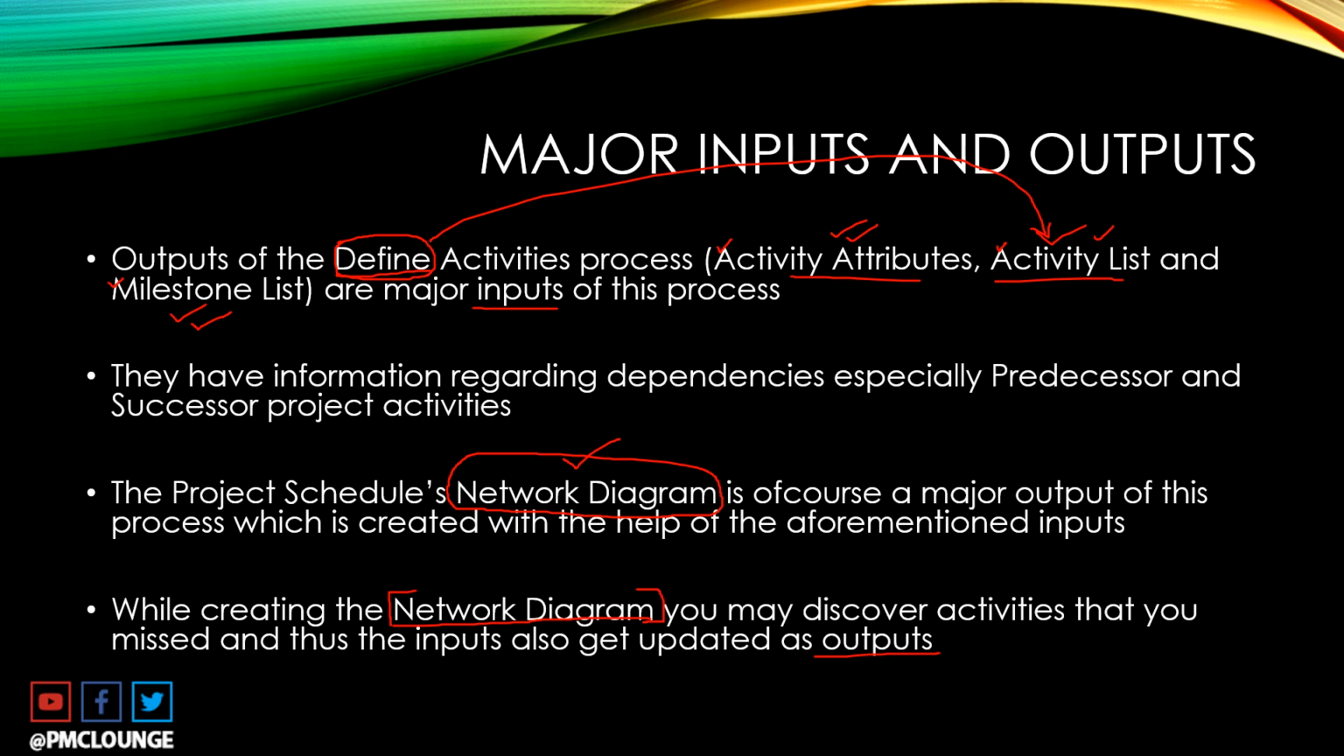I hope that was clear, that activity attributes, activity list, and milestone list are inputs to this process. But while preparing the network diagram, you may realize that you missed out on a few activities or more than a few activities, and you will update the activity list so that the activity list becomes an output of this process as well.